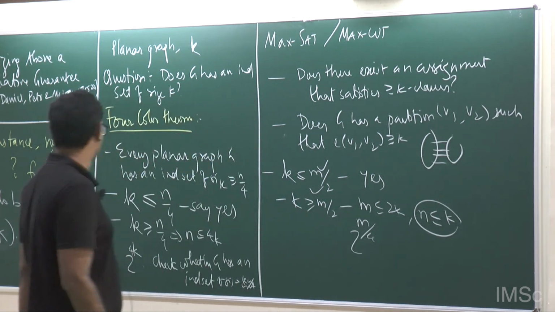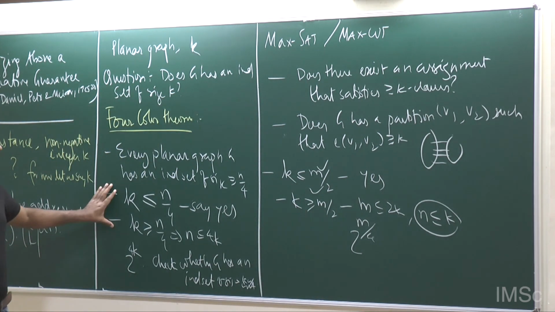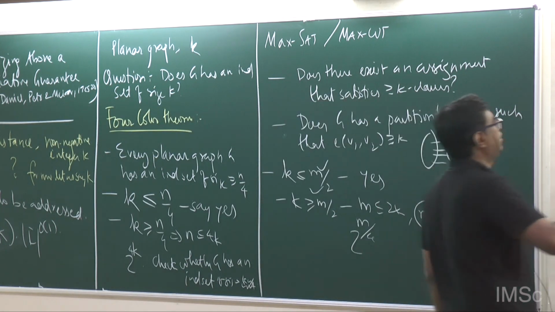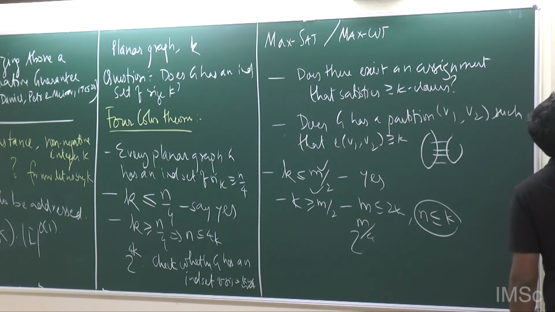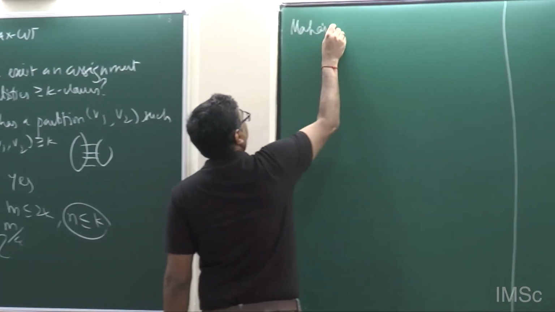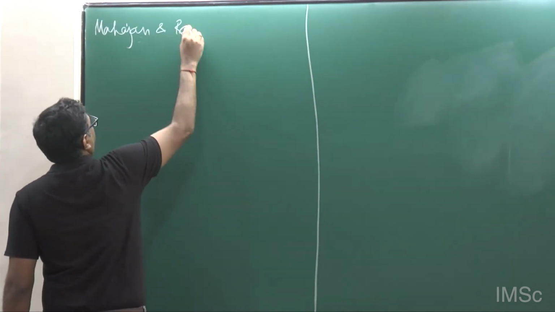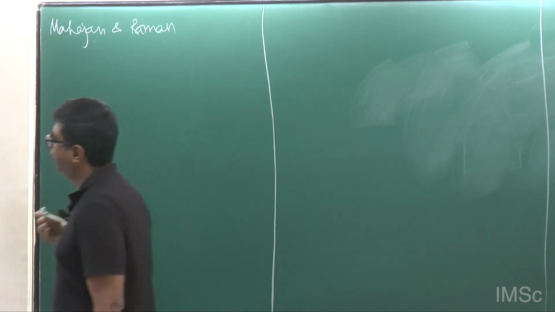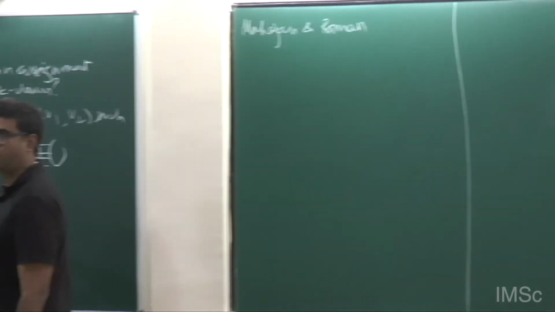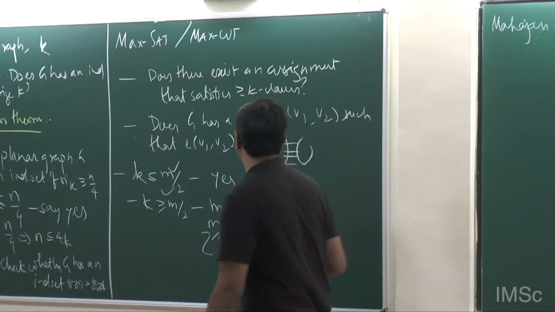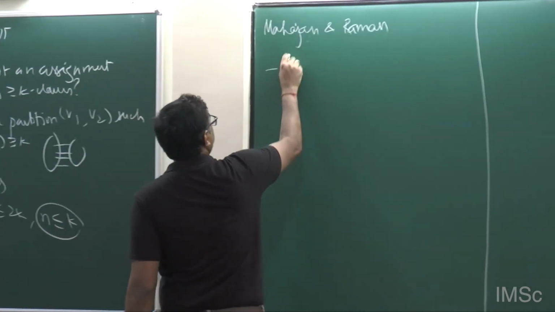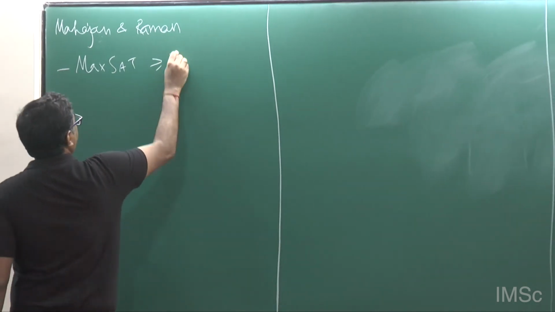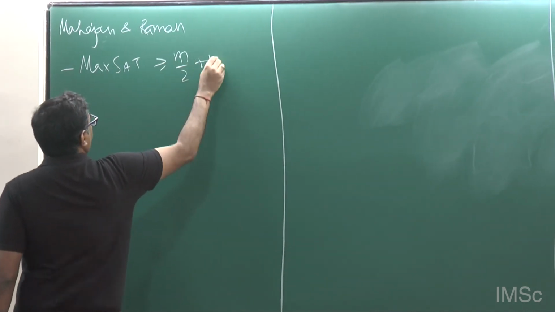So basically, all I'm trying to tell you is that these kinds of parameterizations are not interesting, and in the late 90s, Mahajan and Raman came up with this notion of additive approximation, additive FPT algorithm. So they asked, well, these are obvious questions with obvious answers. We are not making any new algorithm. So for example, for MaxSat, they asked, well, can you satisfy at least m by 2 plus k clauses?